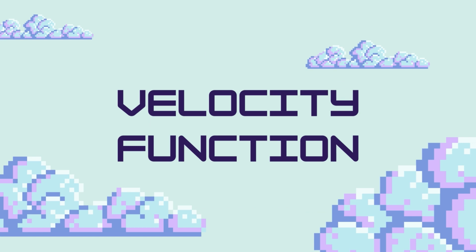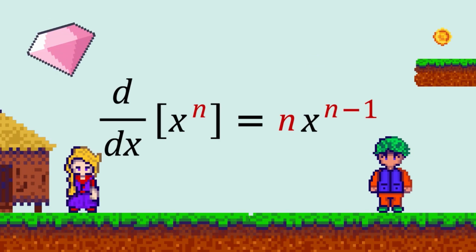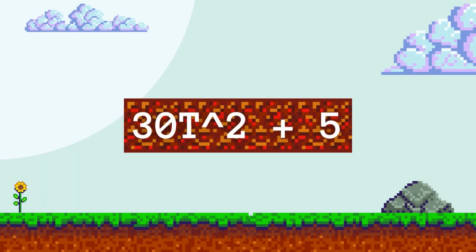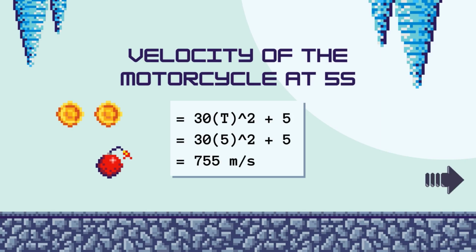Firstly, we need to find the velocity function, which is given by the derivative of the displacement function. And to do this, we use the power rule explained before to get the velocity function, and we should get this equation. Then, to find the velocity of the motorcycle at 5 seconds, we just have to insert the value and finally get the velocity of the motorcycle, which is 755 meters per second.